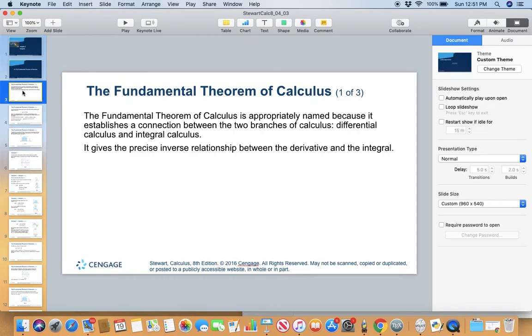Let's start. The fundamental theorem of calculus is appropriately named because it establishes a connection between the two branches of calculus. One is the differential calculus and the other is the integral calculus. Differential calculus is where you take derivatives. Integral calculus is where you take integration. All right. Integration means finding antiderivatives. It gives the precise inverse relationship between the derivative and the integral.